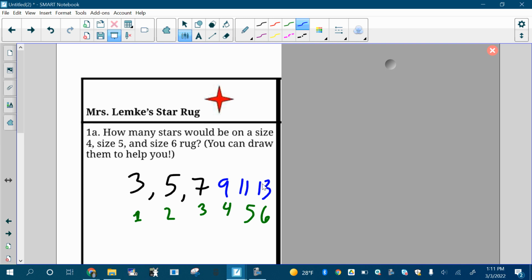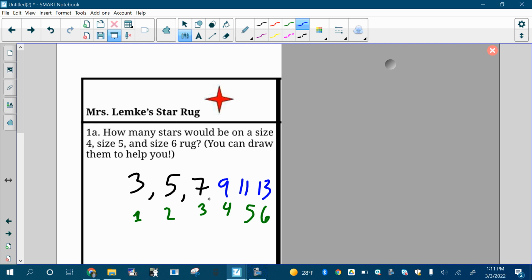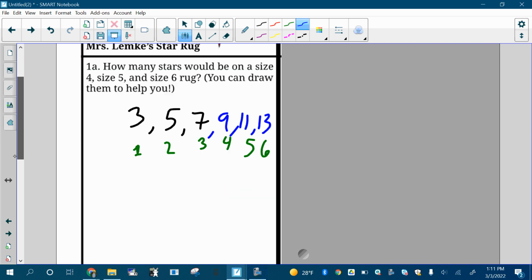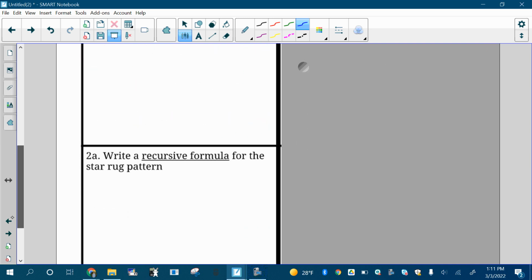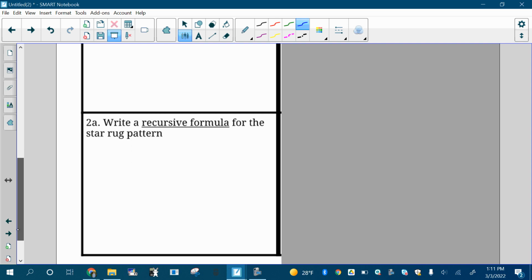I'm going to do all the problems with Mrs. Lemke's rug first, and then I'm going to go back and do the problems with Mr. Covey's rug. So I got this pattern here for Mrs. Lemke's rug. First question, now we have the pattern, is to write a recursive formula. Remember, a recursive formula has to have 2 different parts. The one part tells you where the pattern starts, and the second part tells you how to continue the pattern.